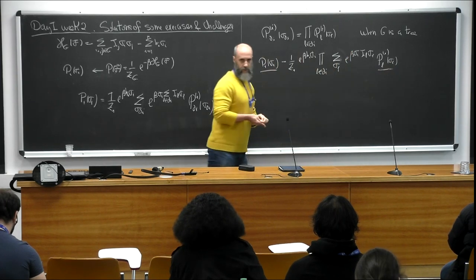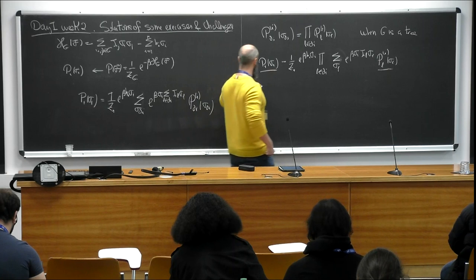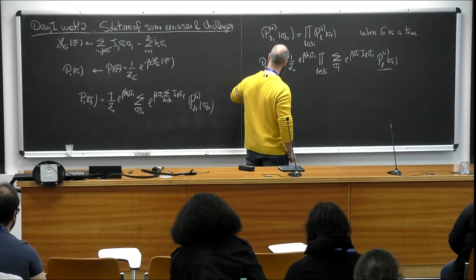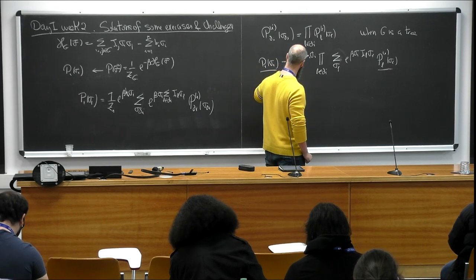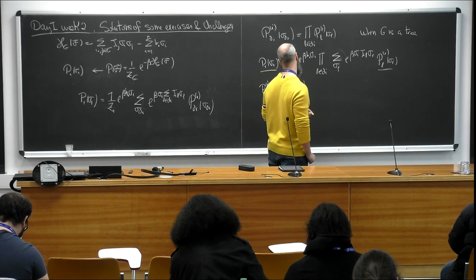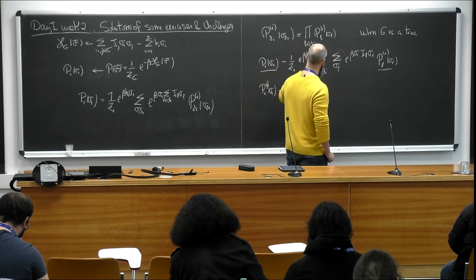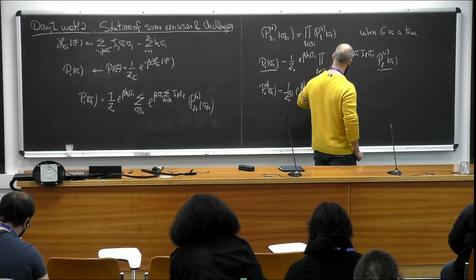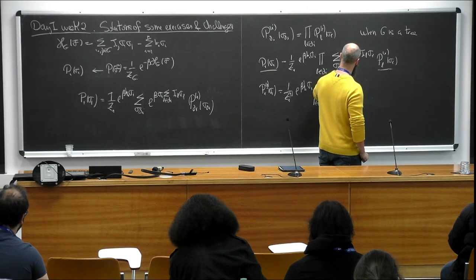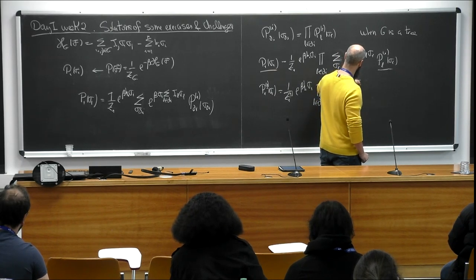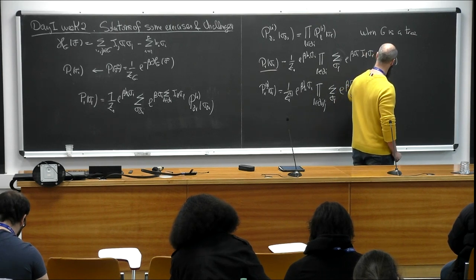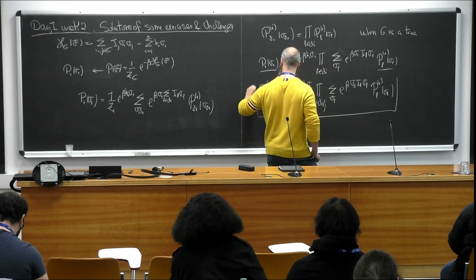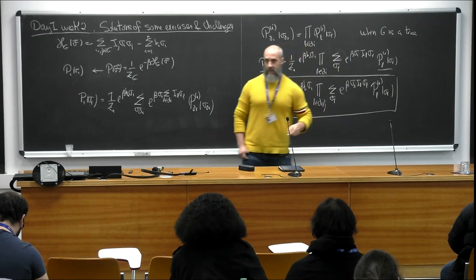The way to close these equations is you do the same exercise, you remove a node, and you obtain that P without j at node i is equal to 1 over Z_i without j, with exponential of beta h_i sigma_i, the product for l belonging to the neighborhood of i without j, the sum over sigma_l, exponential of beta sigma_i J_il sigma_l, and this. And these are the ones that we call the cavity equations for the cavity marginals.